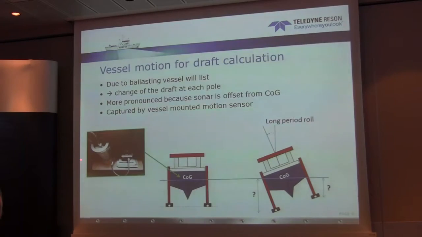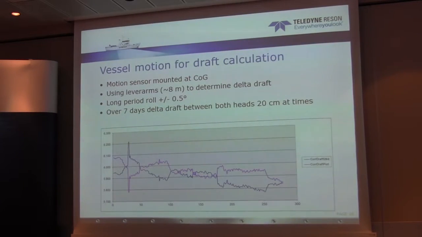So those are measured by using the Octans and the Applanix IMU, and then in post-processing, the actual draft difference was calculated. So again, over a whole week, we just had a roll difference of plus or minus half a degree, which isn't a lot, but lever arms of 8 meters will contribute to a difference in draft. You can see that here. So this is 7 days, and this is then the draft for each head. You have about 10 centimeters at each head, and that would actually lead up to 20 centimeters in fact, in total draft difference.